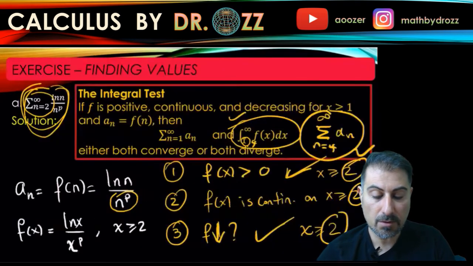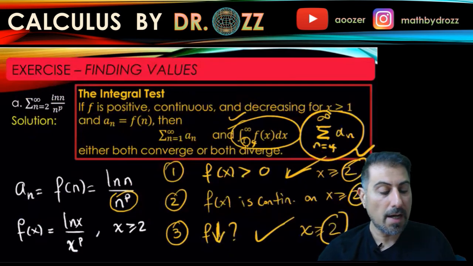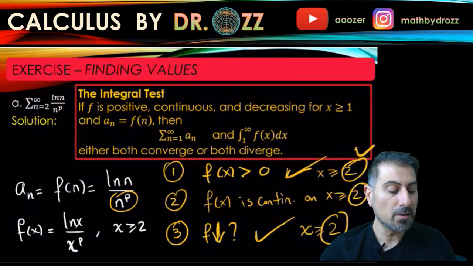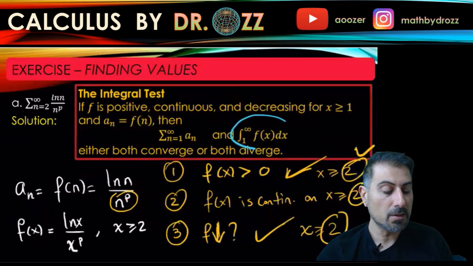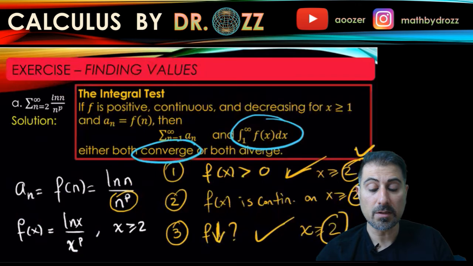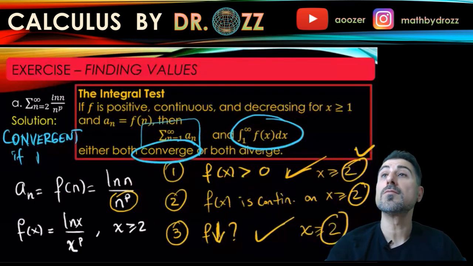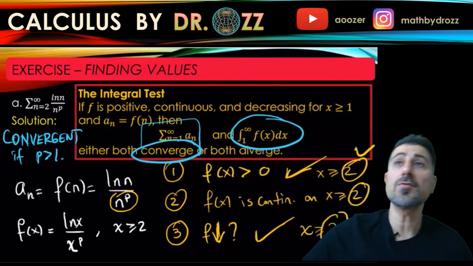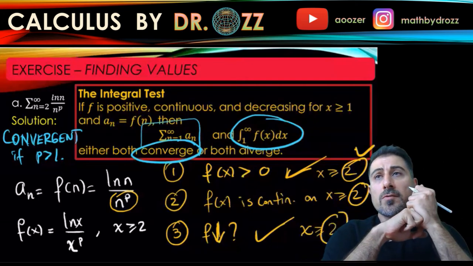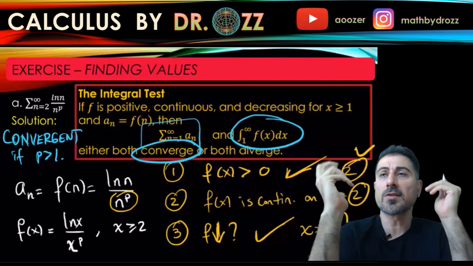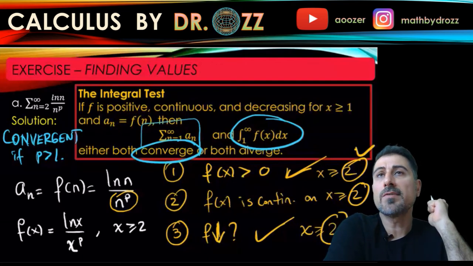So going back to the original problem here, I have the integral converging, and so does the infinite series. So I can conclude that this series is convergent if p is strictly greater than 1, because the question was asking me to find the p values. Here we go. I don't care what exactly p is, but as long as it's strictly greater than 1, we have convergence.